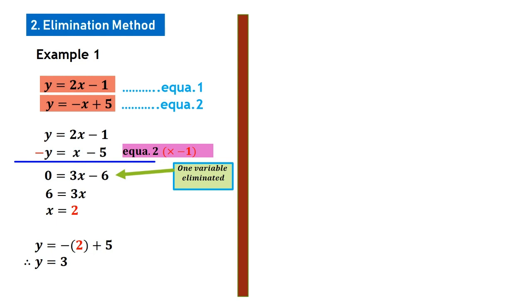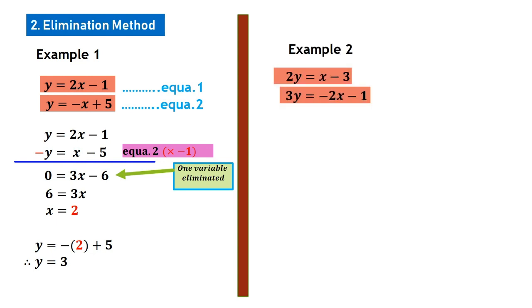Let's take another example on the elimination method. Again, we're given equations 2y is equal to x minus 3 and 3y is equal to negative 2x minus 1. Now, remember again, you need to identify a variable to eliminate. Now, when I look here, I notice that the 2y and the 3y's, the y's are not helping me. They've got completely different coefficients. I'll have to do more to eliminate them.